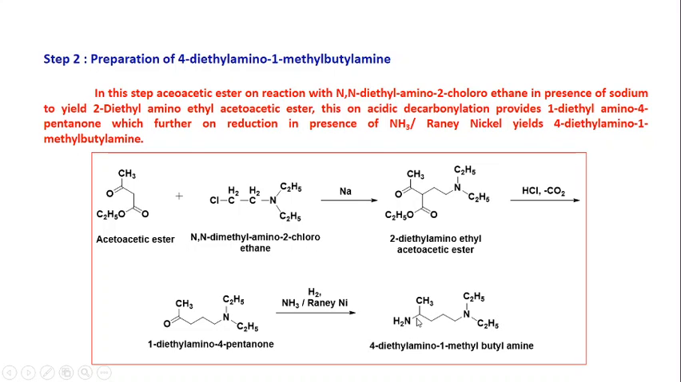And it is an amine. If this NH2 group is present on the aromatic ring, it is aniline, and when it is present on the aliphatic chain, then it is an amine. So here the second fragment of the molecule gets formed, that is 4-diethylamino-1-methylbutylamine. As we have said in the heading of this preparation, 4-diethylamino-1-methylbutylamine, this compound gets formed over here.